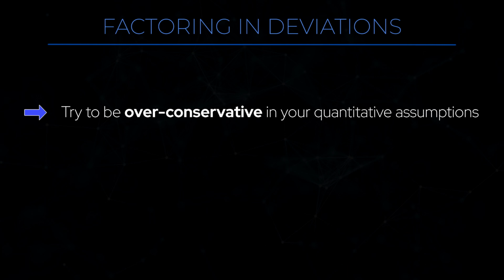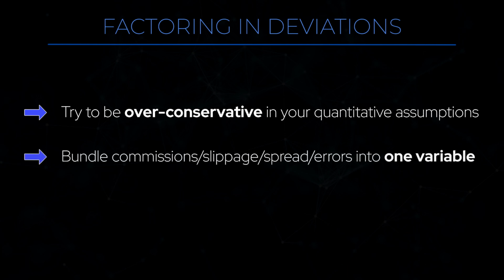Always err on the side of being too conservative. You do not need to overcomplicate the process. Bundling the negative impact of commissions, slippage, spread, and trading errors can be achieved by factoring in a single variable into your system. Be creative about it. Make it take the form of a dollar amount per trade, a percentage of your instrument's daily range, or a percentage of your equity per year, etc. The limit is your imagination.